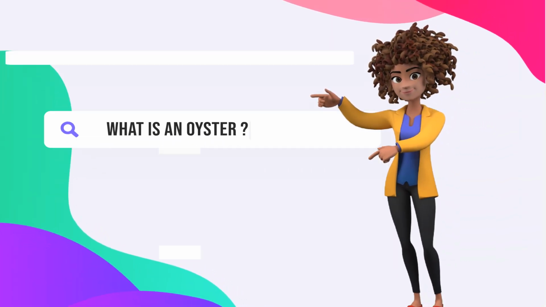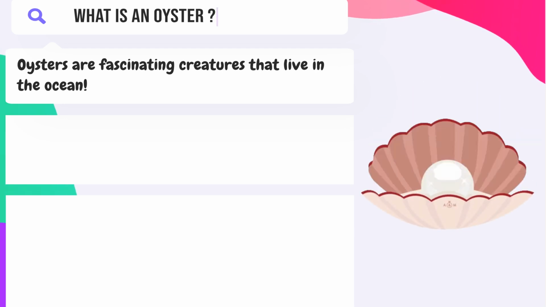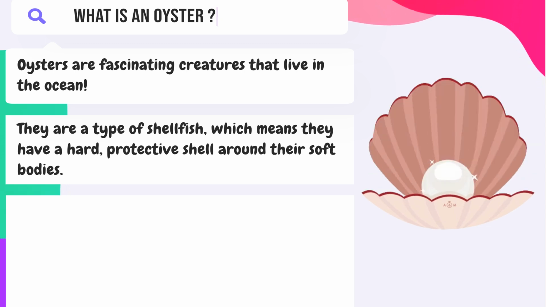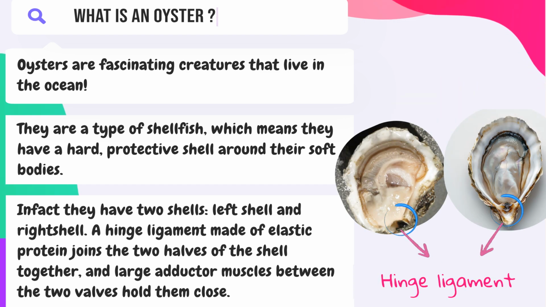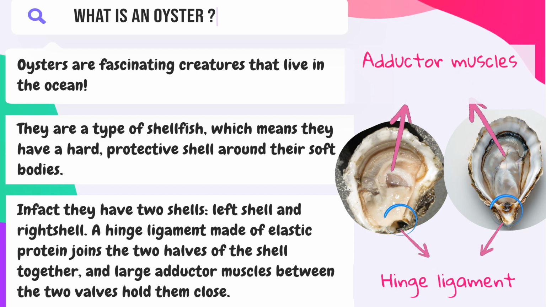Let's start with what is an oyster? Oysters are fascinating creatures that live in the ocean. They are a type of shellfish, which means they have a hard protective shell around their soft bodies. In fact, they have two shells, left shell and right shell. A hinge ligament made of elastic protein joins the two halves of the shell together, and a large adductor muscle between the two halves holds them close.